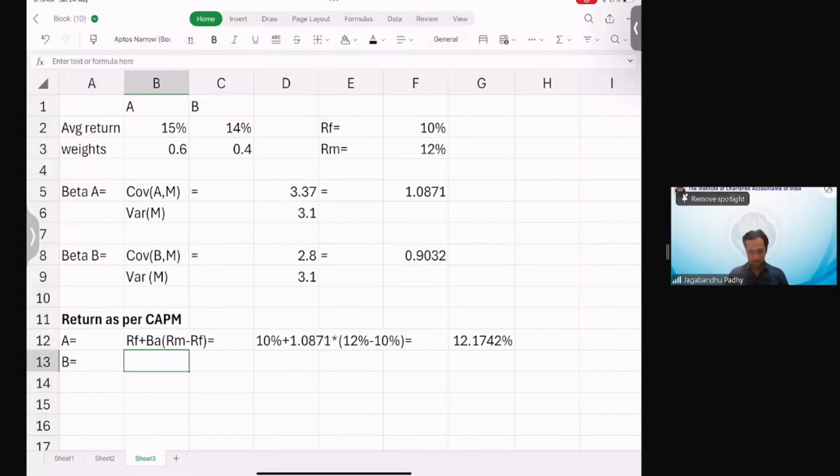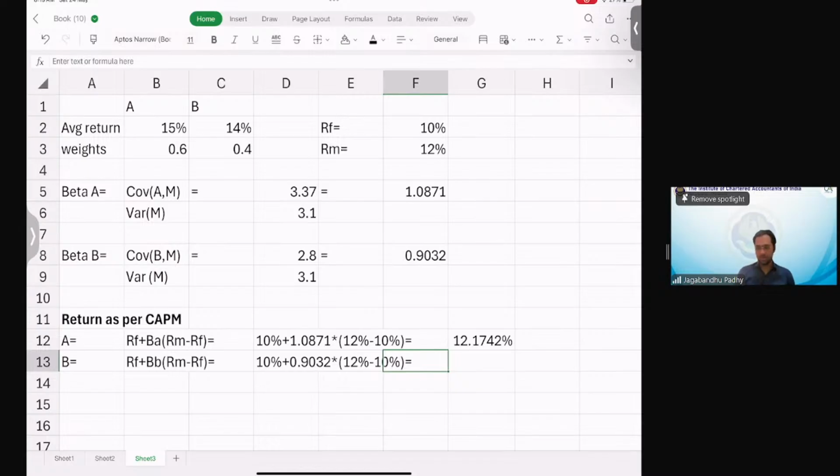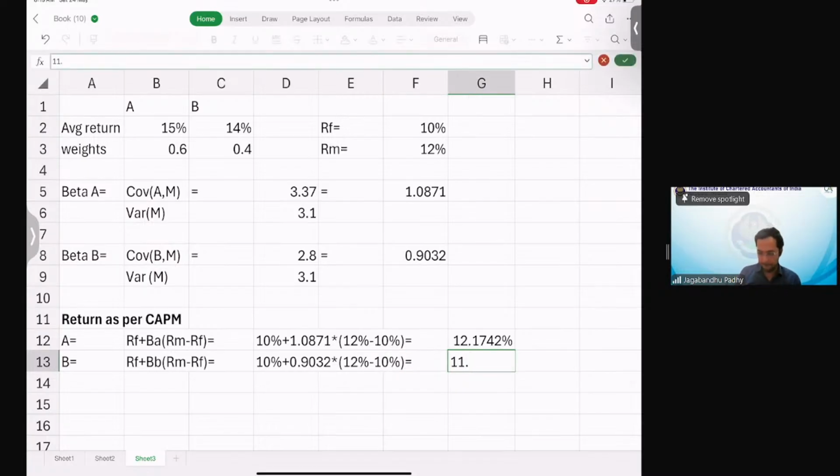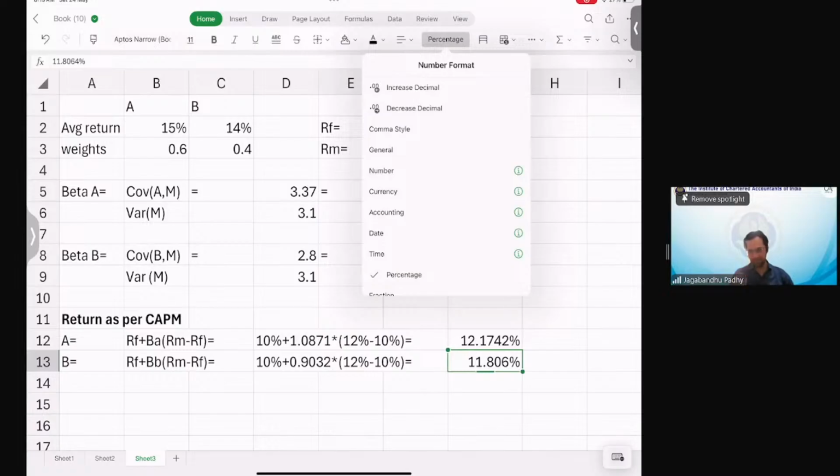And what can we say about return of B? Return of B will be risk-free plus beta of B into RM minus RF. This is 10% plus 0.9032 into 12% minus 10%, which is 11.80... 11.8064. So this is your CAPM beta and CAPM returns.